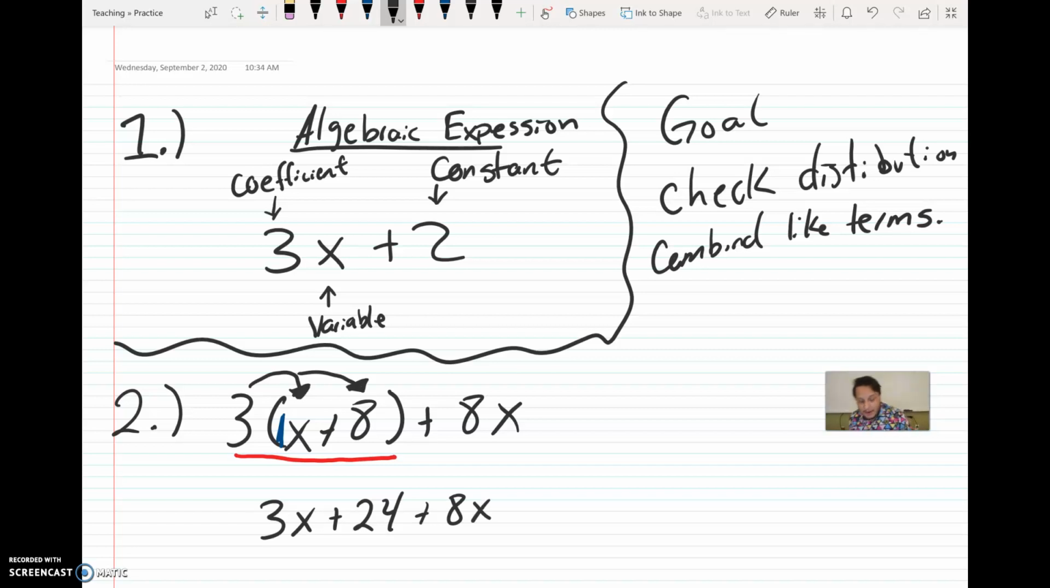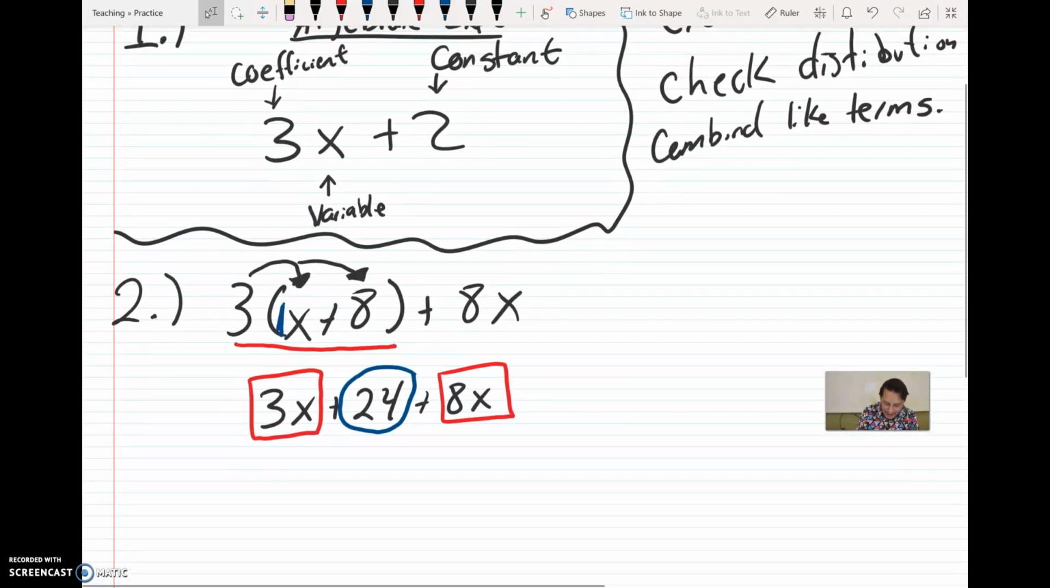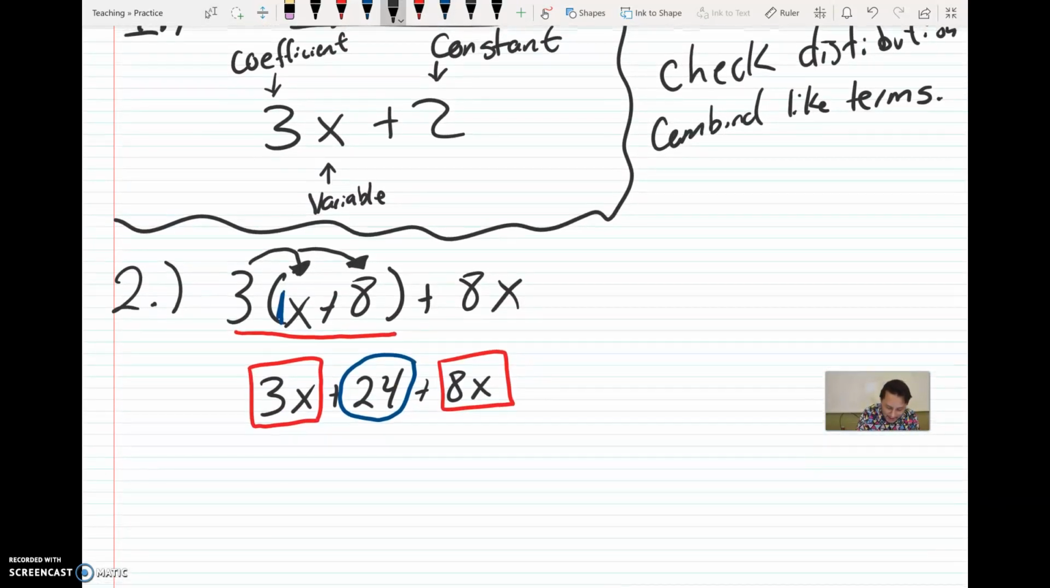Finally, guys, we're going to combine like terms. So that you can see this visually, I'm going to box every term that has a variable, and I'm going to circle every constant or every term that does not have a variable. All right? Now what I'm going to do is I'm going to combine them.